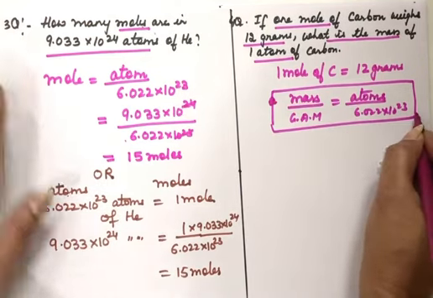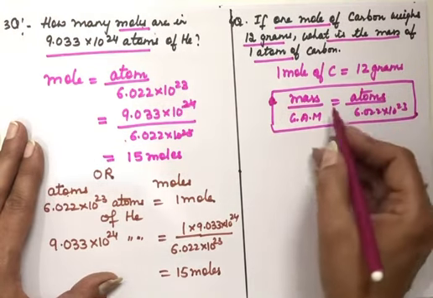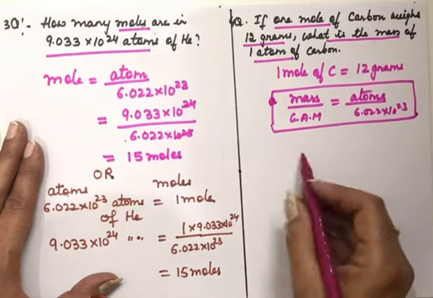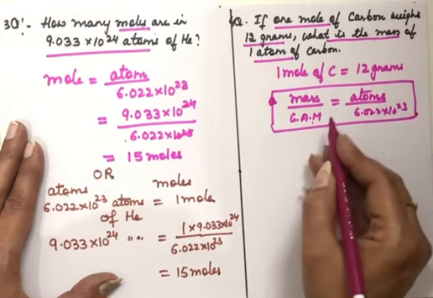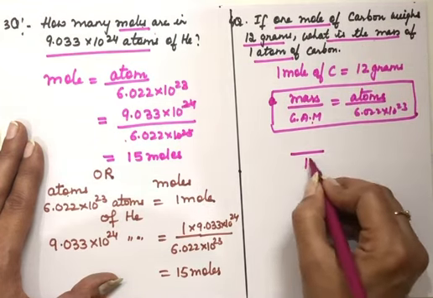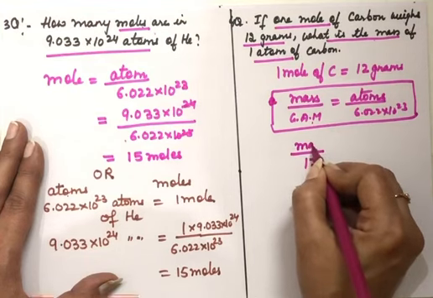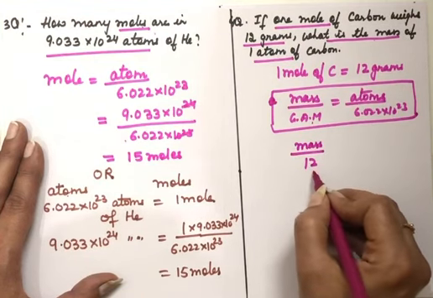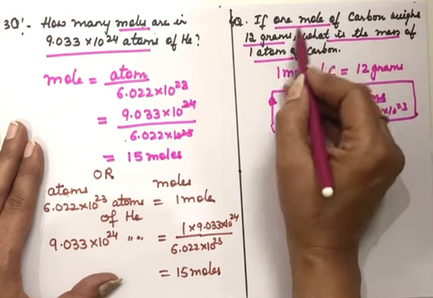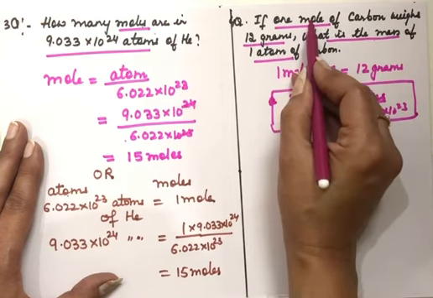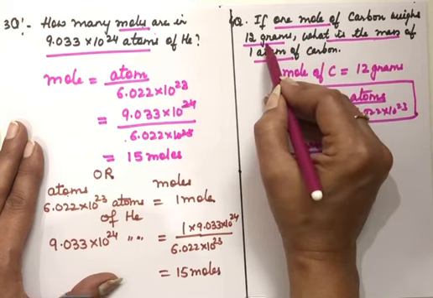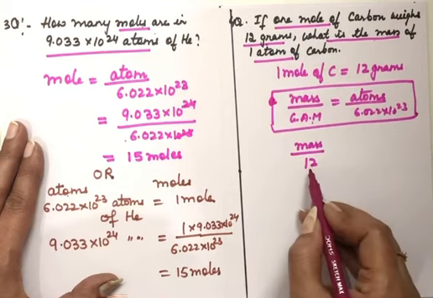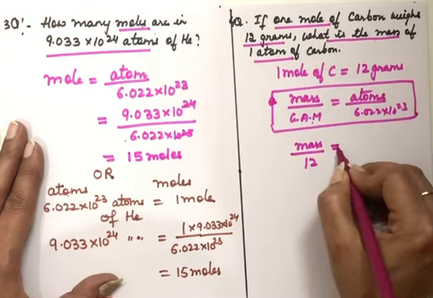In this formula, we fill the values. Now, here we have to find out the mass, and the gram atomic mass of carbon is 12. How do we know that the gram atomic mass is 12? Because it's given that 1 mole of carbon is 12 gram. And the mass of 1 mole of an element, this 12 gram, is always its gram atomic mass.